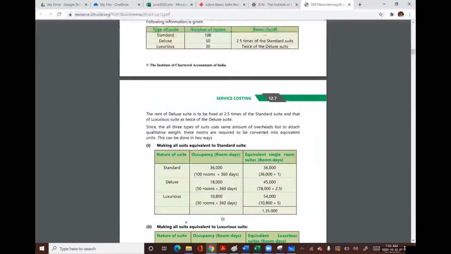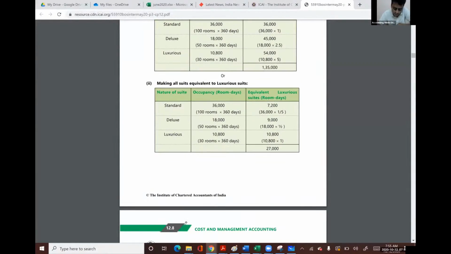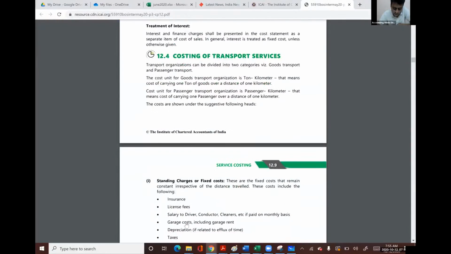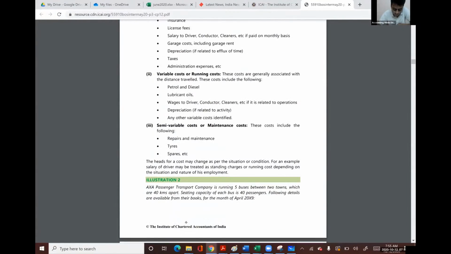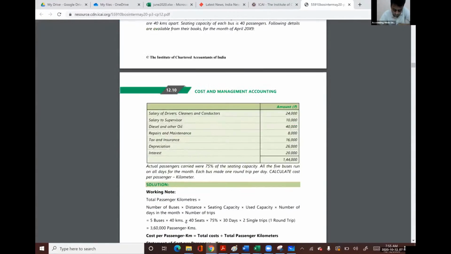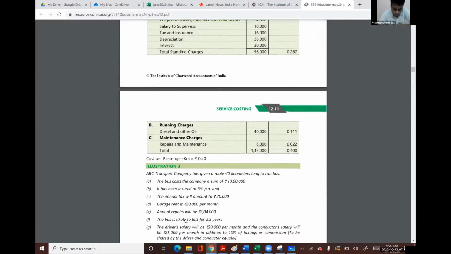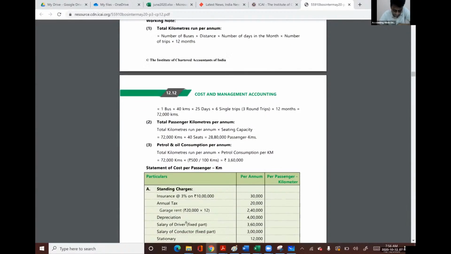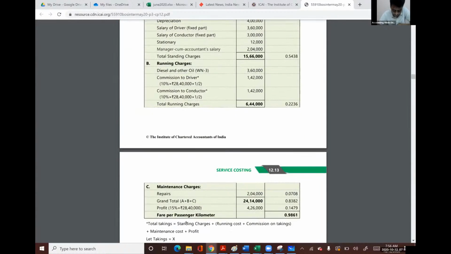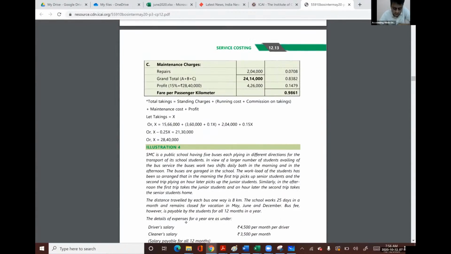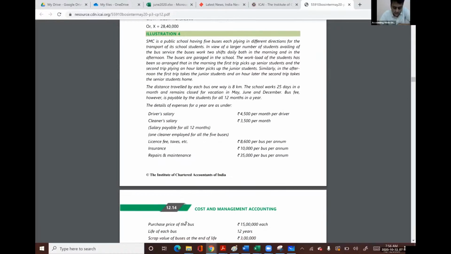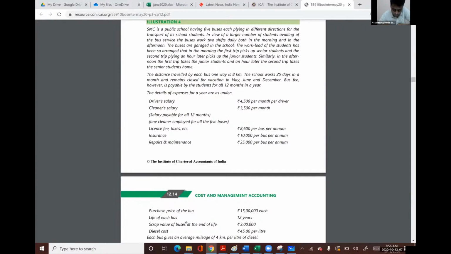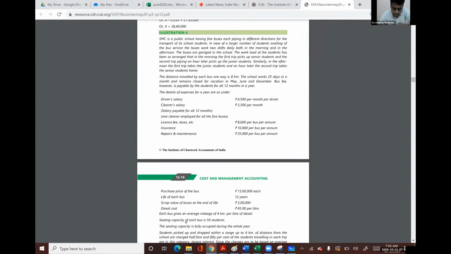Now we will do the hotel business related. Before that, we'll go into the transport business again and try to solve this problem. We did the ABC transport question, right? Okay. Let us try this school related, SMC public school.